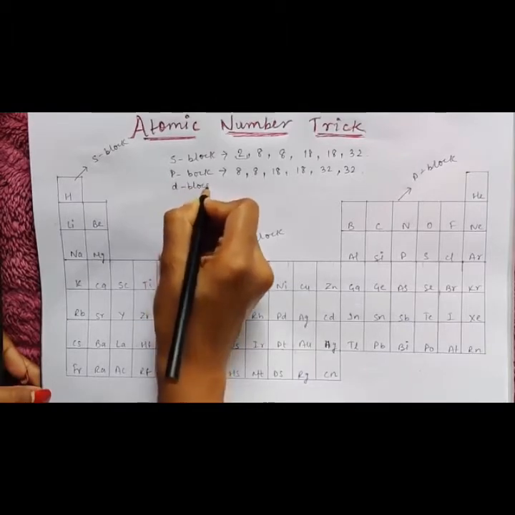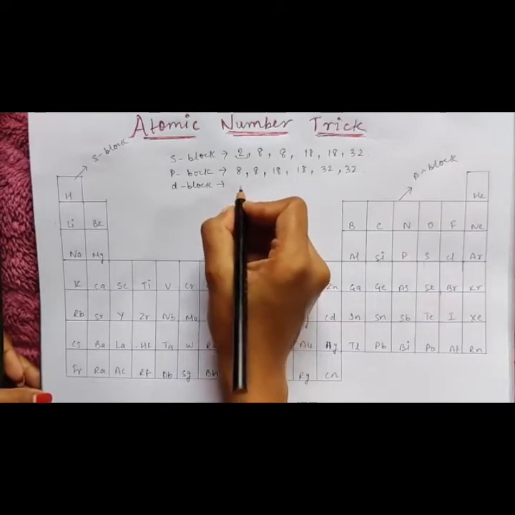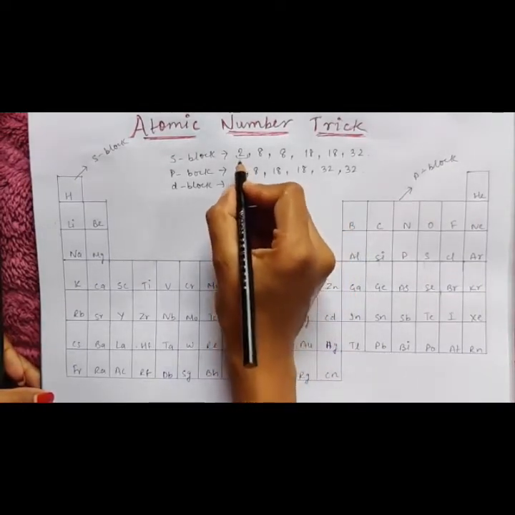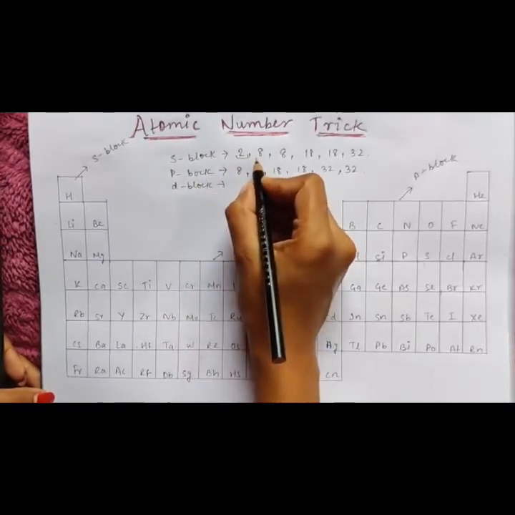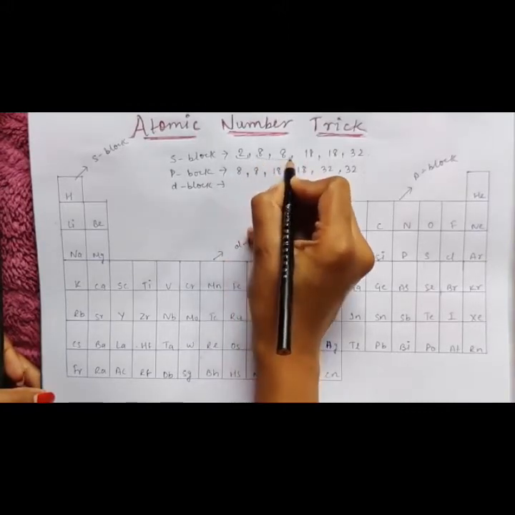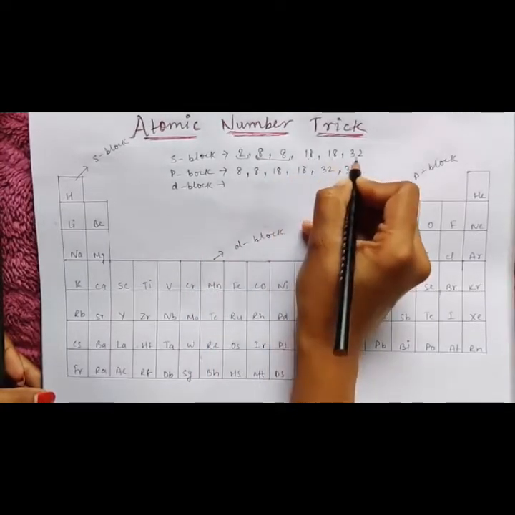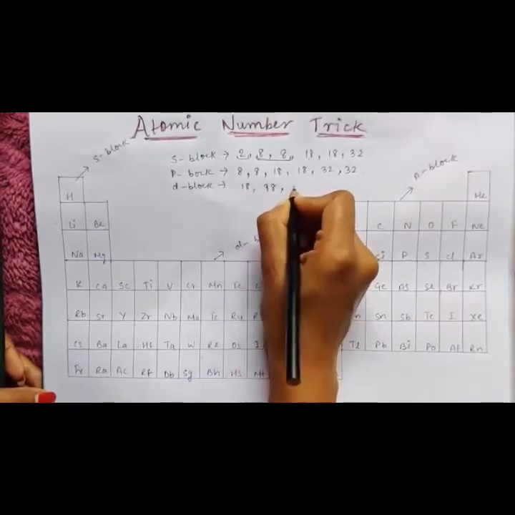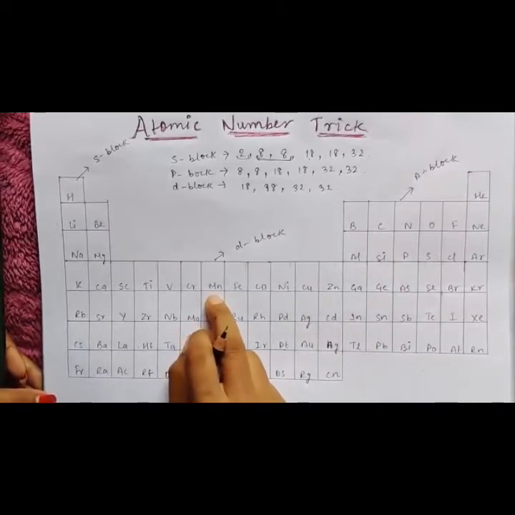Now the D block. See, the 2, 8, 8 are completed. Why? Because the D block starts from further down only. It will start from 18 onwards. You should not start from 2 onwards. So 18, 18, 32. If you want to take one more 32 also, no problem. 18, 18, 32, again 32 for the D block elements.